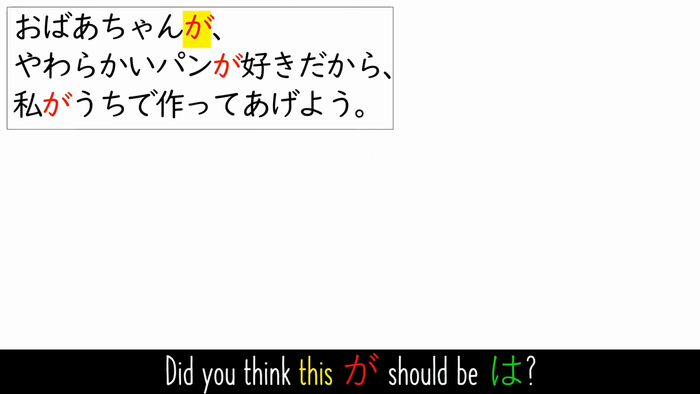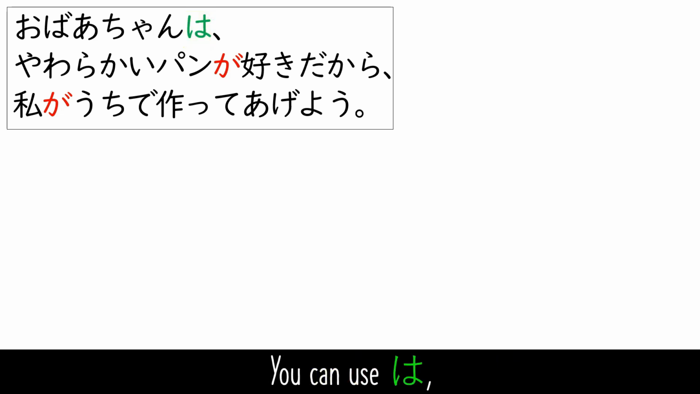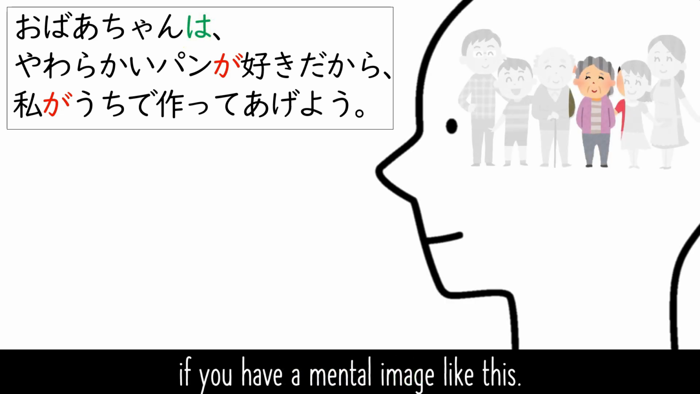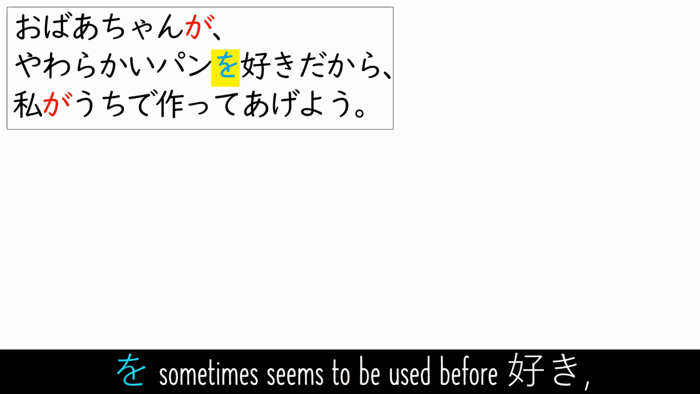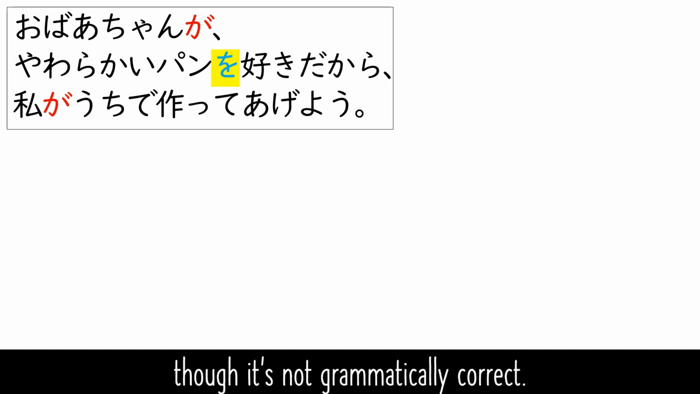Did you think this ga should be wa? You can use wa if you have a mental image like this. Did you think this ga should be o? O sometimes seems to be used before 好き, though it's not grammatically correct.